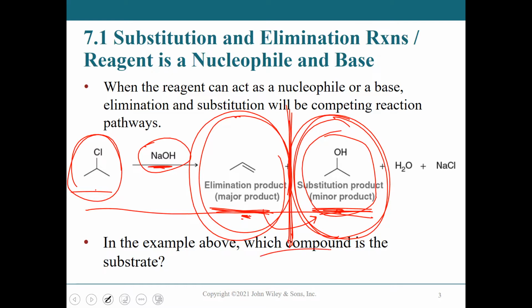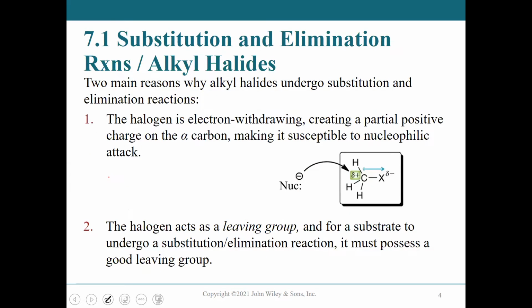In this example above, which compound is the substrate? This is my substrate. Don't worry about naming of the compound. In this case, it is 2-chloropropane, or what we call isopropyl chloride. Why is it called isopropyl chloride? Because the chlorine is in the middle, on carbon 2 of the three carbons, the isopropyl. Once again, don't worry about the naming of the halides. I'm not going to ask for naming of halides, just using them. You will always see the compound written as a formula.